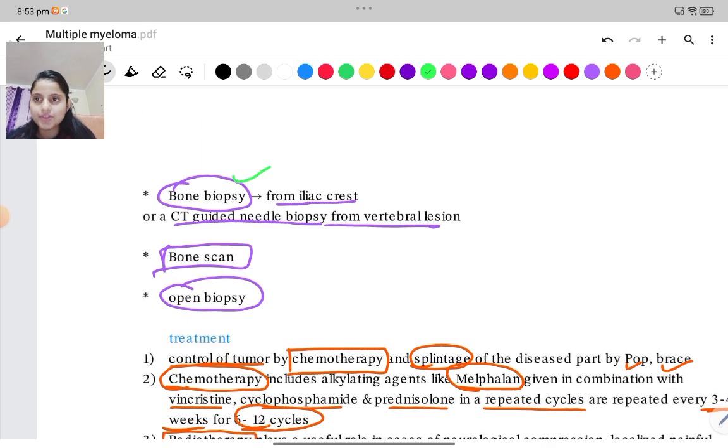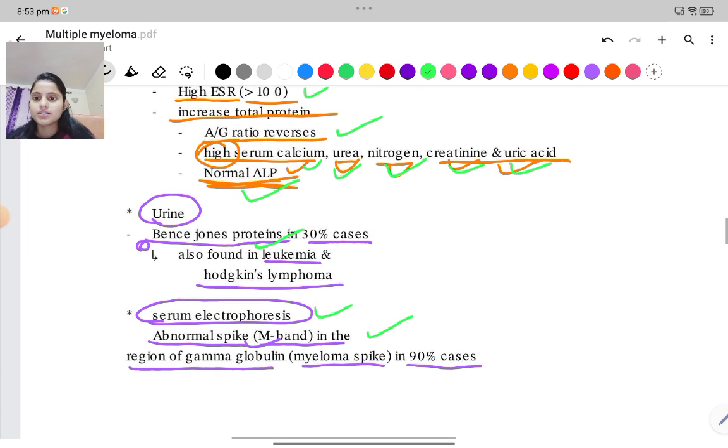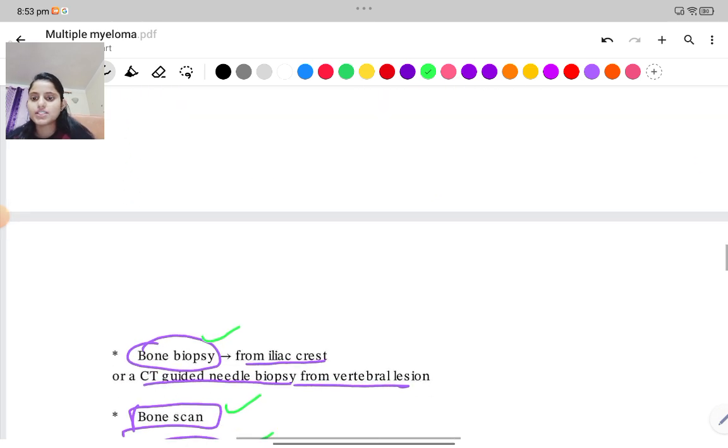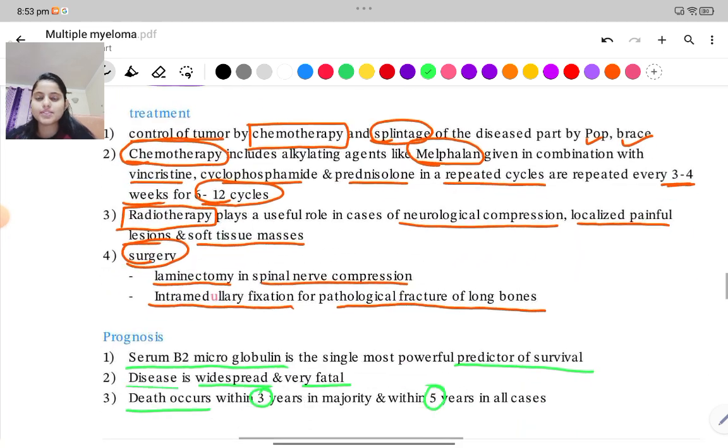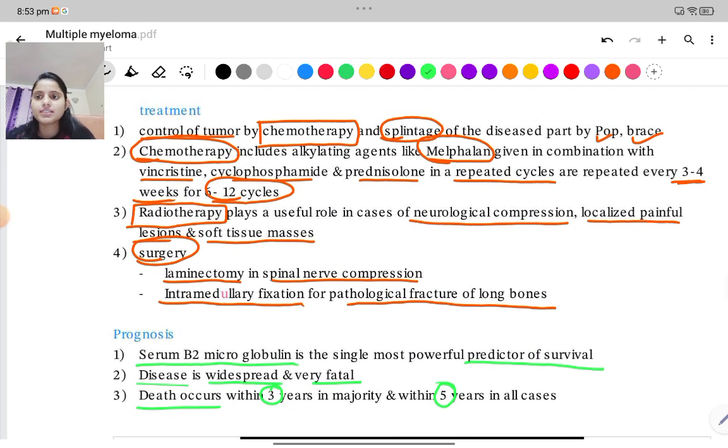Bone biopsy can be done, bone scan can be done, open biopsy. So radiology, urine, serum electrophoresis, bone biopsy, bone scan. For the treatment, we can control the tumor by chemotherapy, radiotherapy, and we can do the surgery.